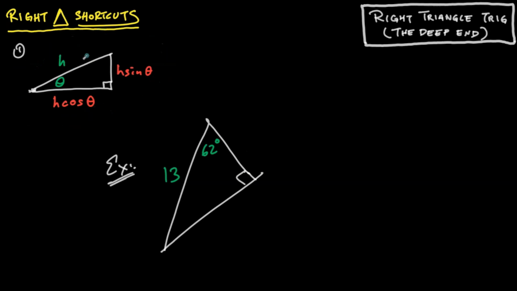It applies when I know the hypotenuse and an acute angle. That's what I know right here. It tells me that the side opposite the acute angle is the hypotenuse times the sine of the angle. So this leg in particular, which is opposite 62 degrees, is going to be 13 times sine of 62. It also tells me that the leg adjacent to the given angle is the hypotenuse times the cosine of that angle. So this leg right here, adjacent to 62 degrees, is going to be 13 times the cosine of 62.